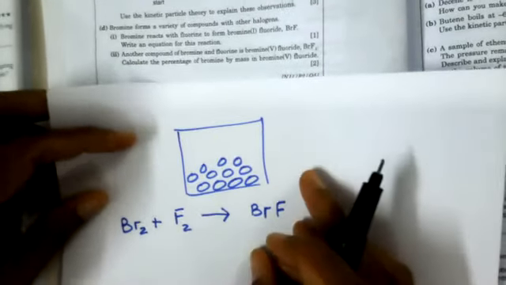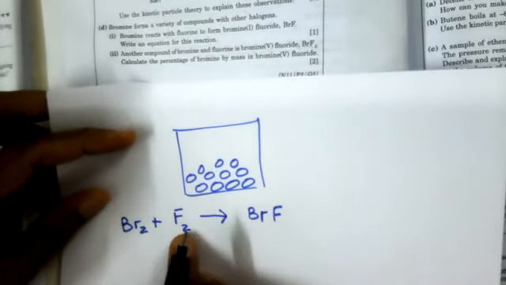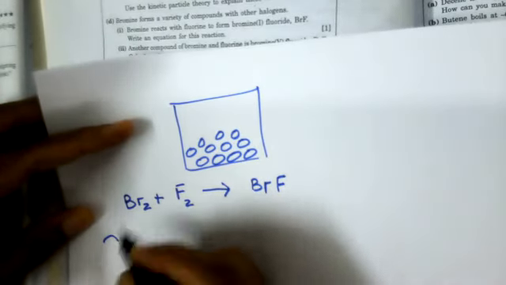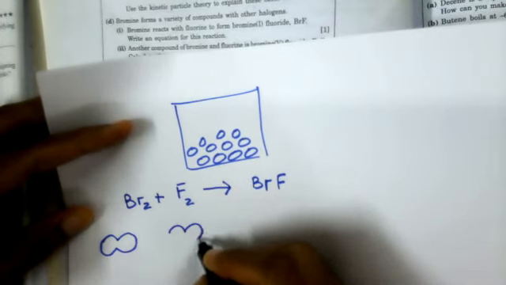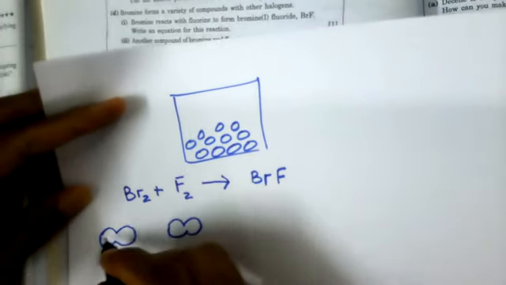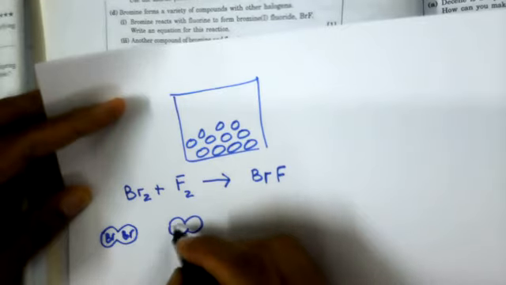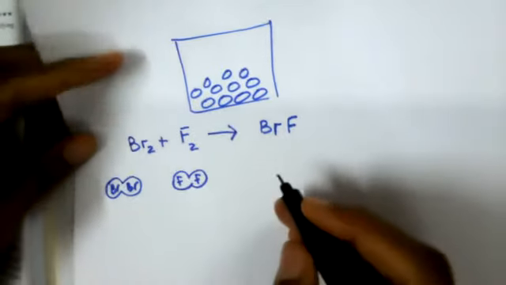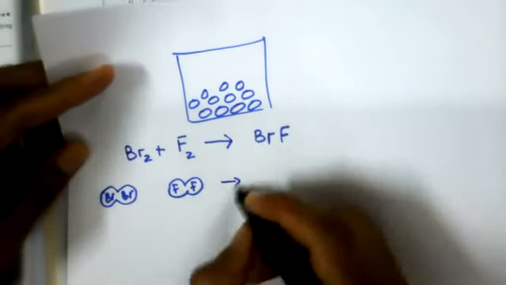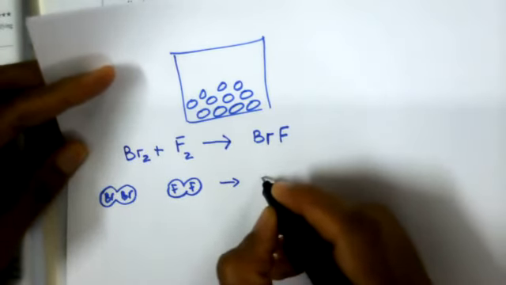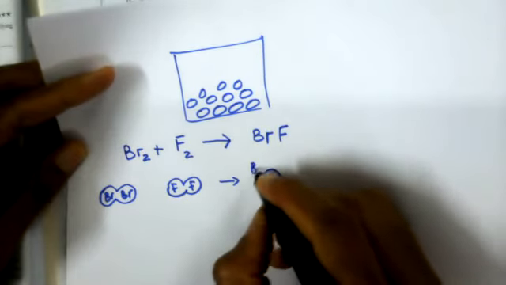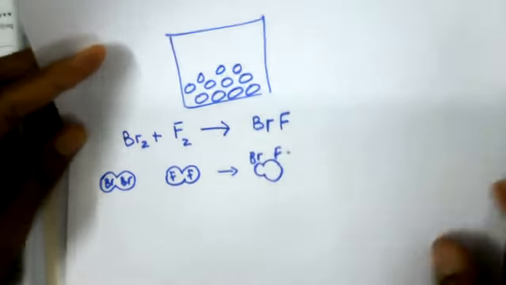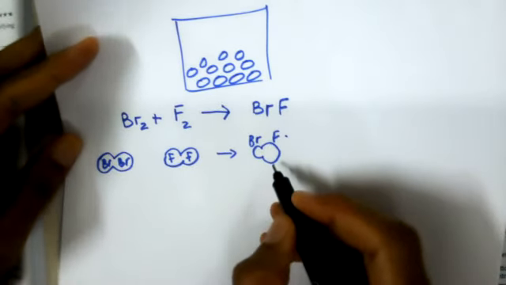Okay, halogens always exist as diatomic molecules. Always they exist as diatomic molecules. So this is one molecule of bromine. This is one molecule of fluorine. Okay. Now they give you. Let's make this. And this. So this is one bromine and this is fluorine. Okay. So is this balanced?